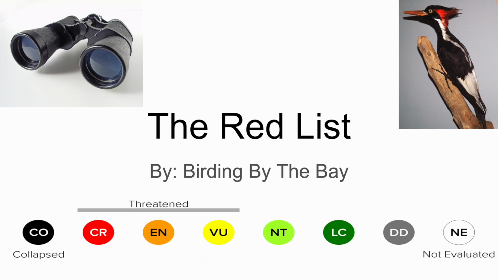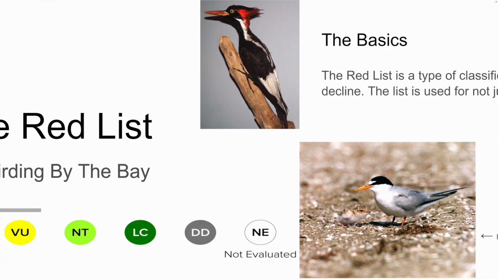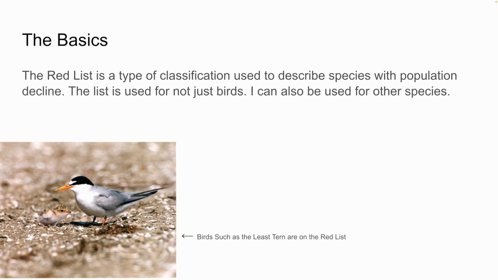Today we are going to be talking about the Red List. What is the Red List and how is it used for bird species? So the basics, the Red List is a type of classification used to describe species with population decline. It's not just used for birds, it's used for other species. The Red List is also a standard for how to protect species that are in population decline.